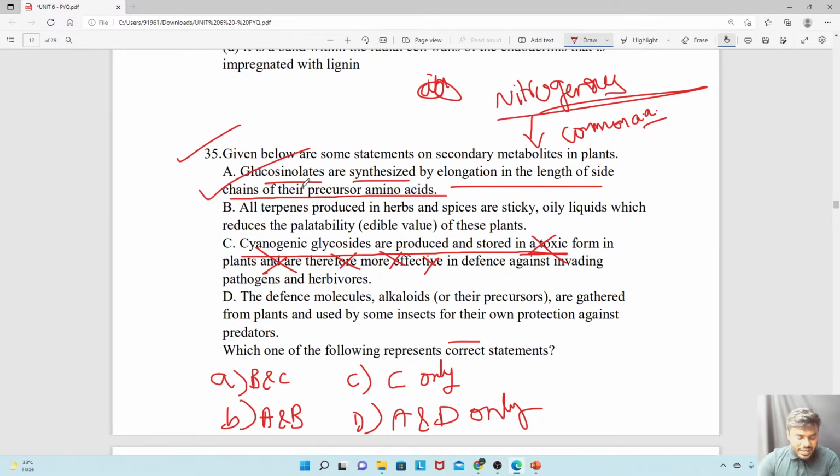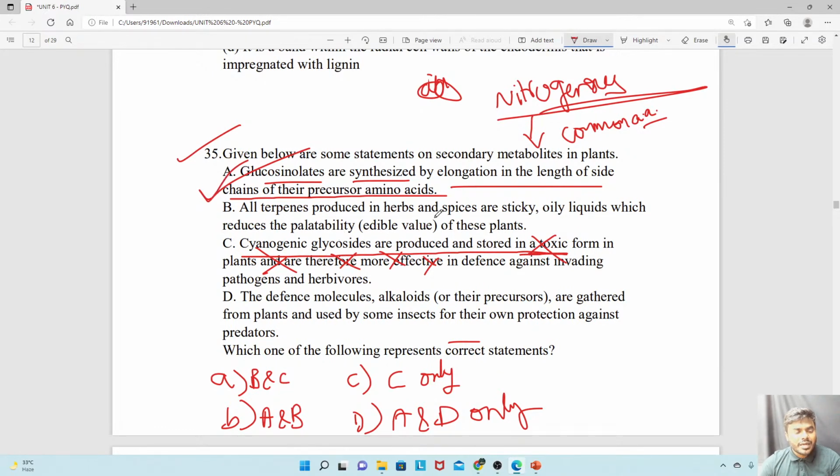Why would statement A be wrong? A is absolutely right. All the nitrogen containing compounds are derived from amino acids. We discussed, right, morphine, codeine, thebaine, heroin, they are all coming from what? Indole, meaning the amino acid tryptophan. So all are derived from amino acids. Option A is absolutely right.